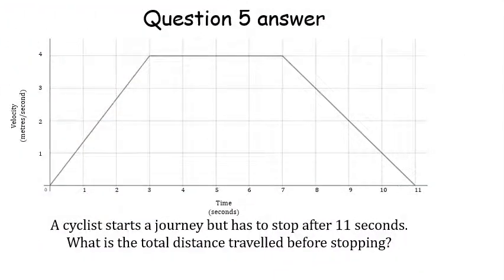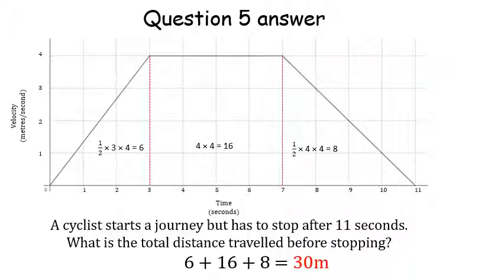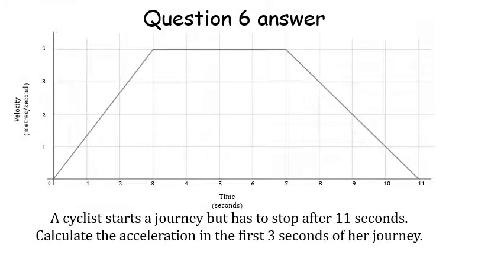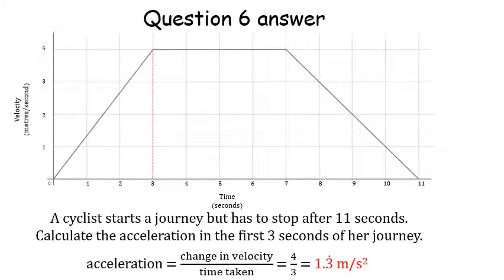Question 5. In a velocity time graph, we calculate the area under the curve to find the distance travelled. In this case, the 3 sections add up to 30 metres. Question 6. To calculate the acceleration in the first 3 seconds of her journey, we use the formula acceleration equals change in velocity over time taken, giving us 1 1/3 metres per second squared.